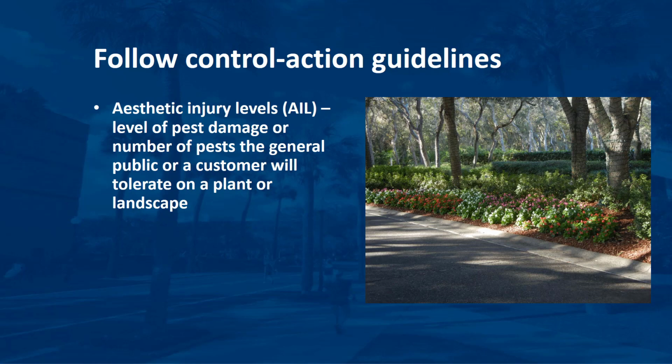The AIL is a level of pest damage or number of pests the general public or a customer will tolerate on a plant or landscape. Aesthetic tolerances depend on the person and where the damage is on the plant or turfgrass and where it is in the landscape. For example, people may tolerate some pest damage to plants in the background of a landscape. They may be less tolerant of pest damage to plants in places easily seen. Some people do not want to see any insects or weeds or damage. This may not bother others at all. Educating customers can help them become more tolerant of pests and their damage.